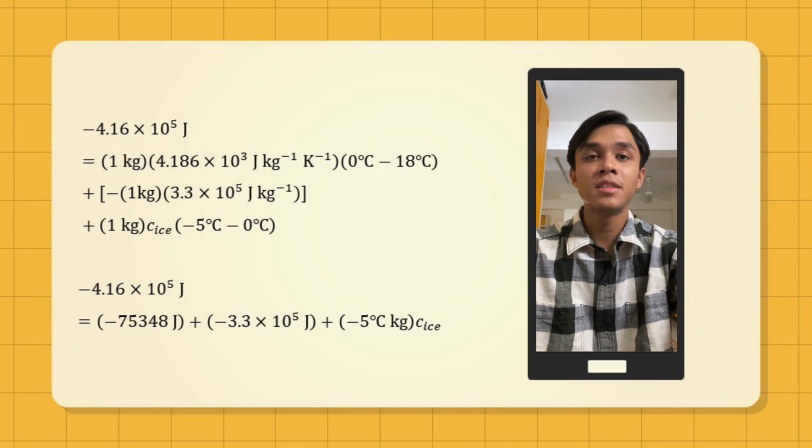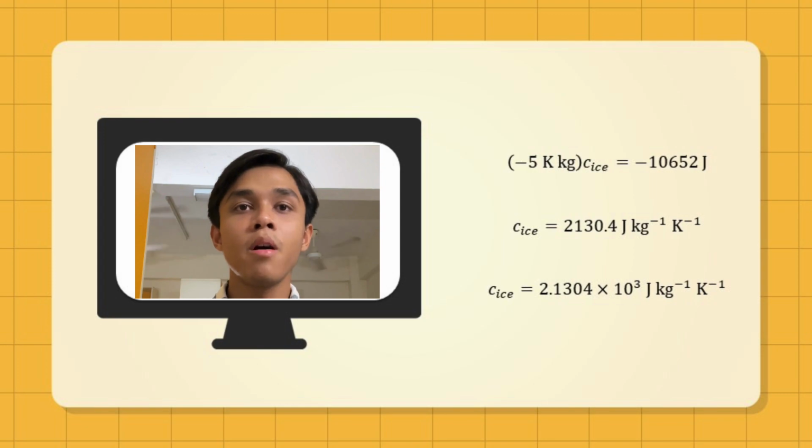The combination of these three would give the total heat energy released, which is 4.16 times 10 power of 5 joule. After solving this step, we found that the exact value of energy released to reduce the temperature of 1 kilogram of ice from 0 degrees Celsius to -5 degrees Celsius is -10,652 joule. Finally, solving our last step, we could find the specific heat capacity of ice, which is 2.1304 times 10 power of 3 joule kilogram power of -1 Kelvin power of -1.